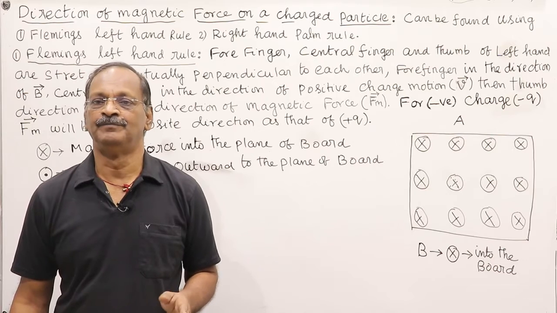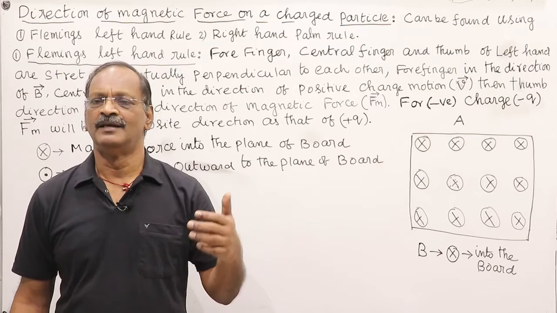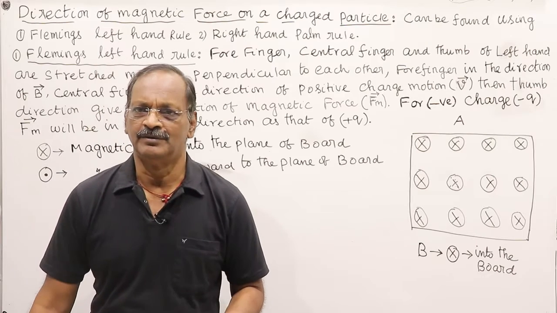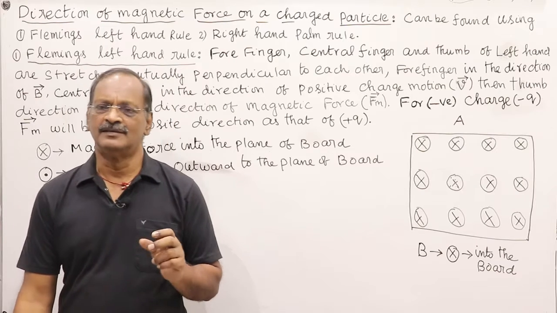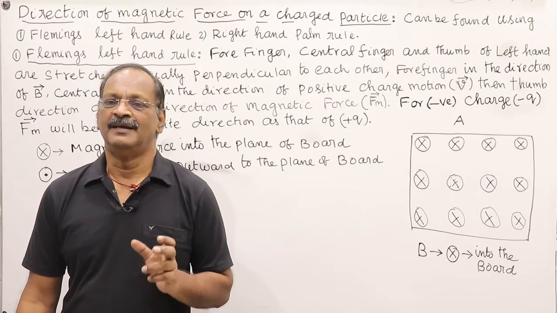But in magnetism we have so many rules: Fleming's left hand rule, Fleming's right hand rule, grip rule, right hand thumb rule, right hand palm rule, and corkscrew rule. There are so many rules. Which rule is to be applied where? That is the main confusion.